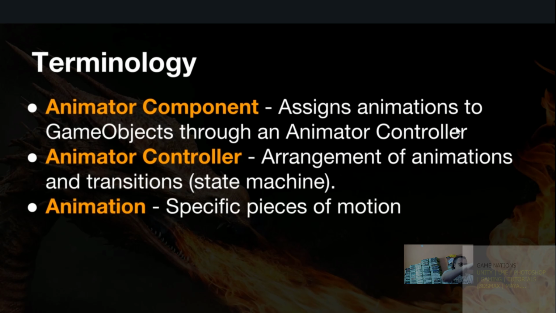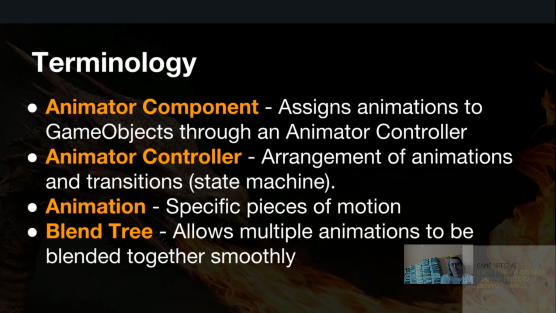We also need to be implementing animations. We downloaded a couple of animations in that asset pack that I just showed to you and gave to you, and they are specific pieces of motion, obviously. That's what animation is. And we're going to be implementing a blend tree. Why a blend tree? Well, that allows us to have multiple animations and for them to be blended together smoothly.